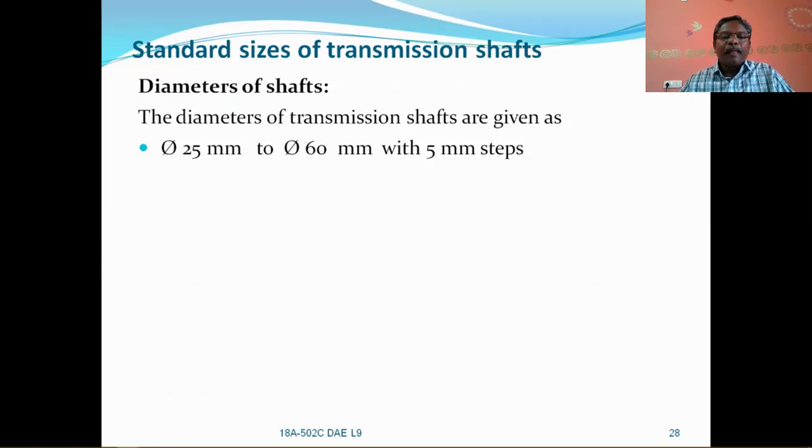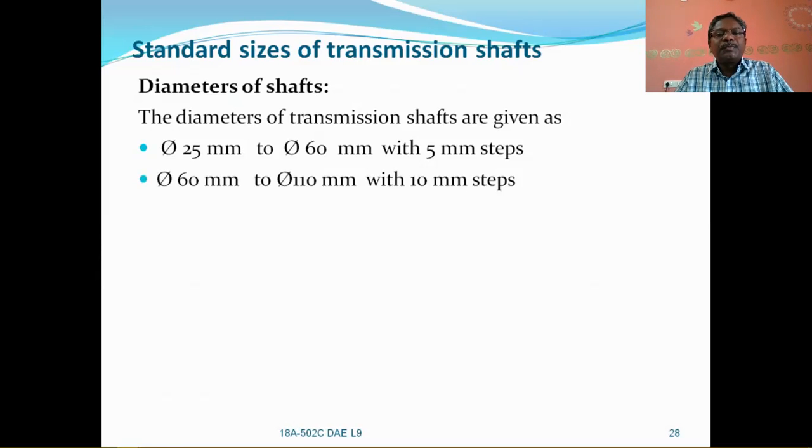Then 60 mm to 100 mm diameters will have a 10 mm step. That means 10 mm increments: 60 mm, 70 mm, 80 mm, 90 mm, 100 mm, and 110 mm. Suppose the diameter of the shaft is, say, 92.5 mm, then you have to adopt a 100 mm diameter shaft. This is the 10 mm incremental step. Previously it was the 5 mm incremental step, now it is the 10 mm incremental step.